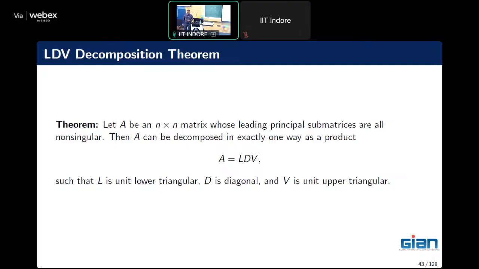So you are extracting the diagonals of U, okay, and this you can write in terms of LDV, where L is a unit lower triangular matrix, that means the diagonals are 1, 1, 1. And D is a diagonal matrix whose diagonals are the diagonals of the U matrix, and V is a unit upper triangular matrix.